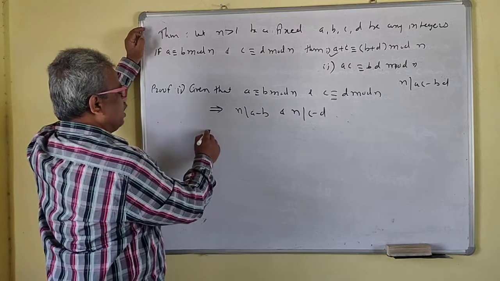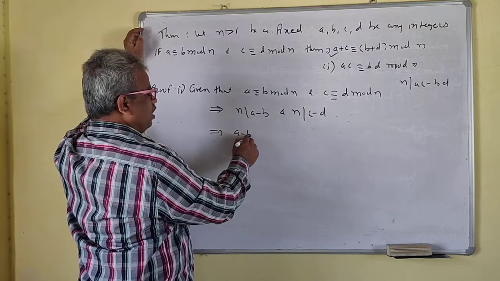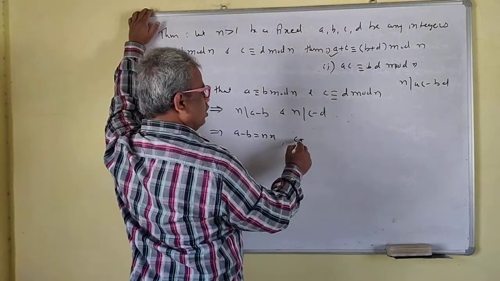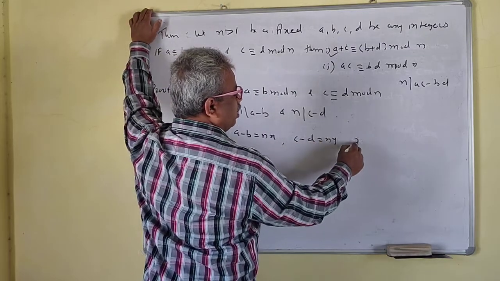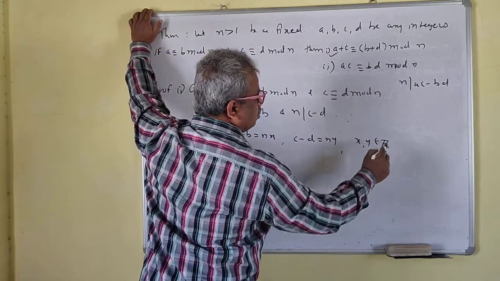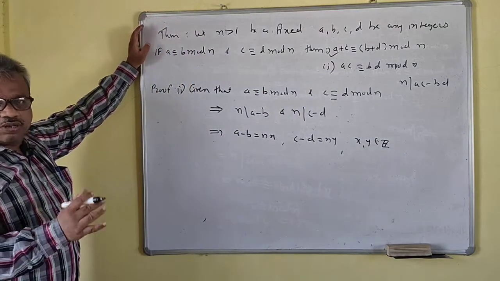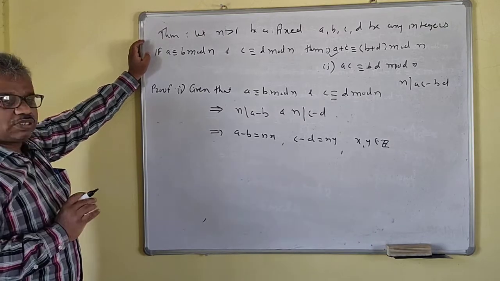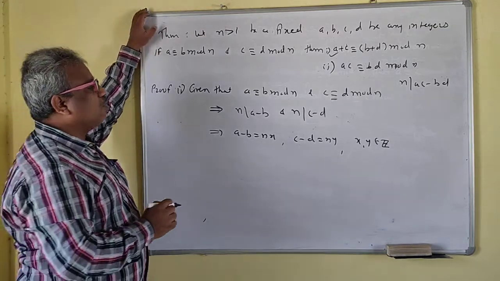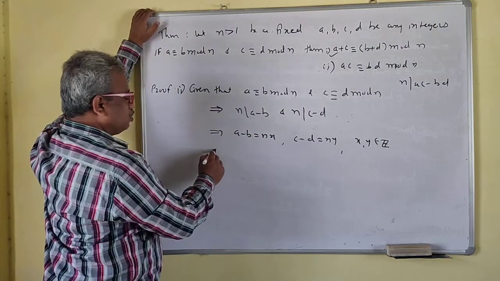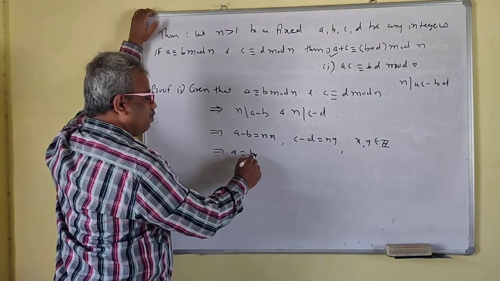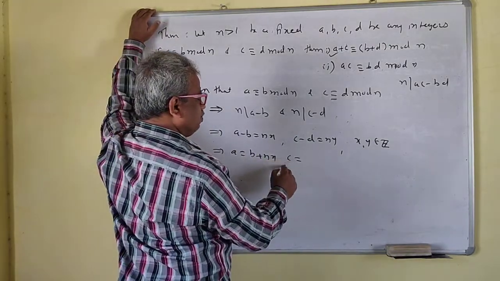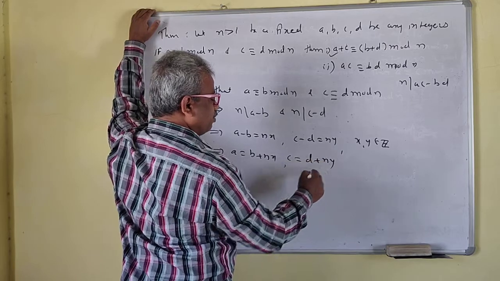So this implies that a minus b is equal to nx, and c minus d is equal to ny, where x and y belong to the integers. I have to change the route now. I cannot directly multiply this by this, right? I have to change the route like this. So now you have to find ac. I will find the value of a: a equals b plus nx, since b shifted to that side. Now d will be shifted to that side, so c equals d plus ny. Right?